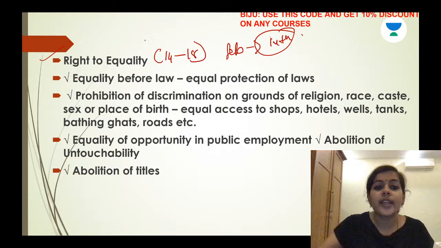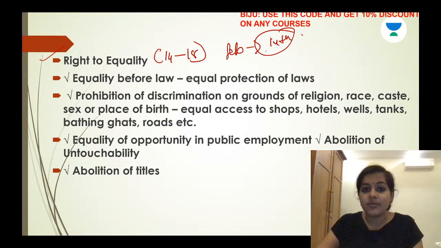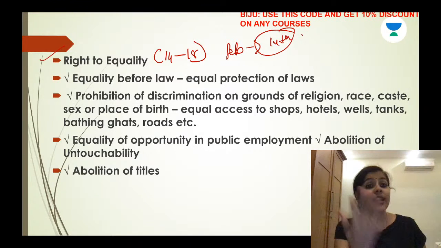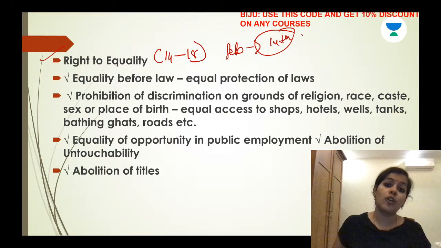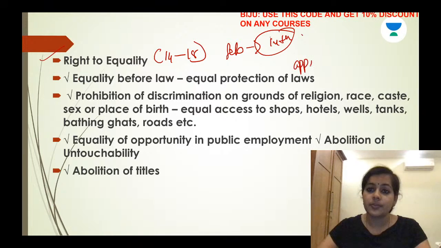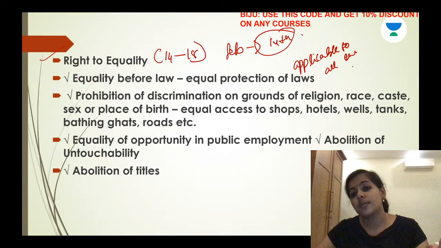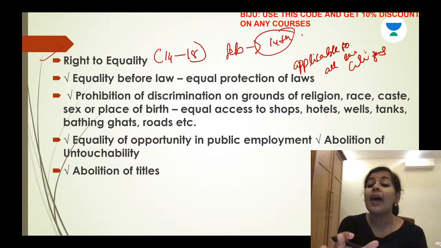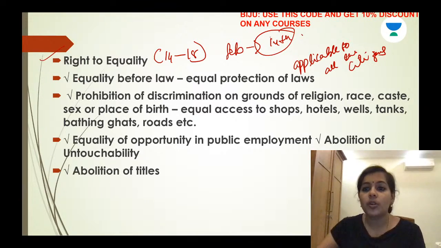Whether this Article 14 is applicable to everyone? Yes. Article 14, February 14th is Valentine's Day. Valentine's Day is something very important. Article 14 is also very important because it ensures equality before law and equal protection of law. Not only that, this is applicable to all the citizens in the country. Is it only applicable to the citizens? No, this is applicable to the foreigners as well. Applicable to both citizens plus foreigners. Article 14 of the Constitution.